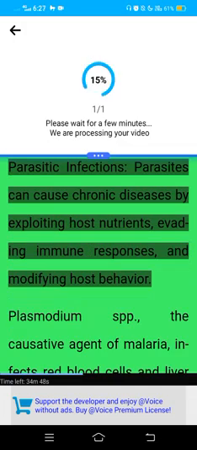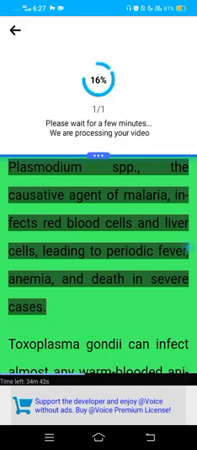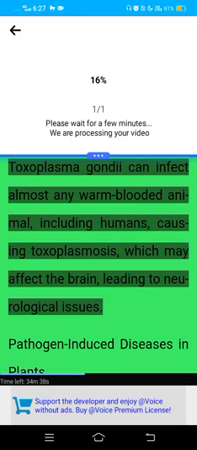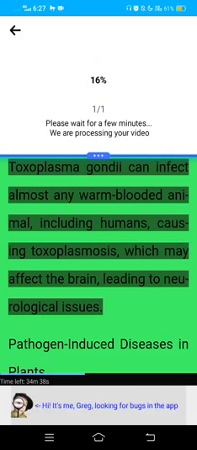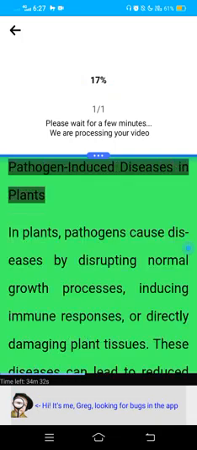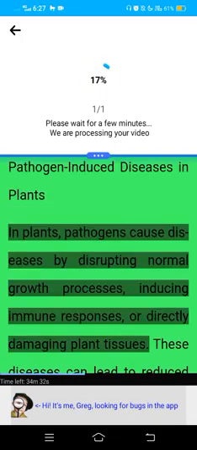Parasitic infections. Parasites can cause chronic diseases by exploiting host nutrients, evading immune responses, and modifying host behavior. Plasmodium spp., the causative agent of malaria, infects red blood cells and liver cells, leading to periodic fever, anemia, and death in severe cases. Toxoplasma gondii can infect almost any warm-blooded animal, including humans, causing toxoplasmosis, which may affect the brain, leading to neurological issues. Pathogen-induced diseases in plants.